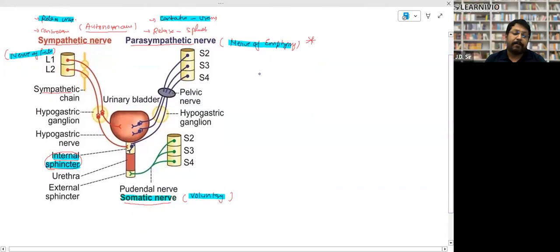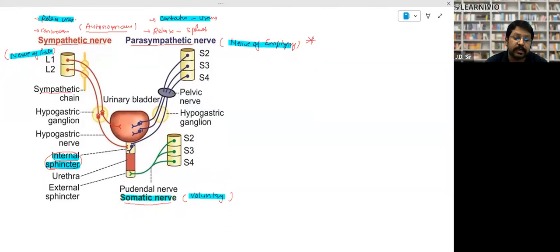Now what will happen? When you go for urination and you want to release it, then it comes to the somatic nerve. The somatic nerve is voluntary. It is under your control. And the somatic nerve helps in the release of urine. Is that clear or not? Tell me. These are three questions: which is called the nerve of emptying, which is called the nerve of filling, and what is the function of the somatic nerve? Tell me guys, is it clear?